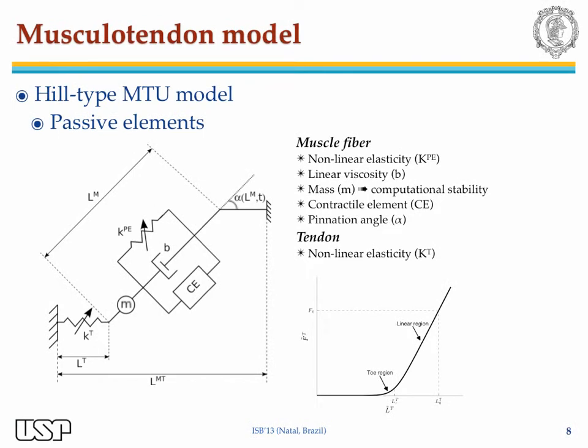As I mentioned earlier, each muscle was represented by hill-type musculotendon units. Passive elements represent the muscle fiber viscoelasticity and tendon elasticity. A mass was included to provide computational stability, and the pennation angle varied with the muscle fiber length so as to maintain the thickness of the muscle constant during a given displacement.